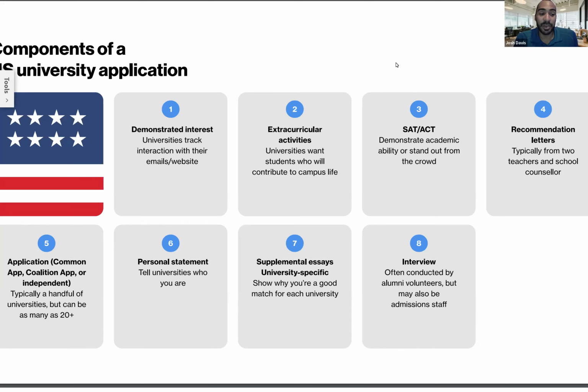And then, similar to UCAS, there's a few different application systems in the US. The most common one is called the Common App, which has hundreds and hundreds of universities. A few that are not on there would be like MIT, Georgetown, the UCs, UCLA, UC Berkeley. Those ones just happen to be on different platforms, but the Common App would really be the main one. And then yes, the personal statement is used to tell universities really who you are.